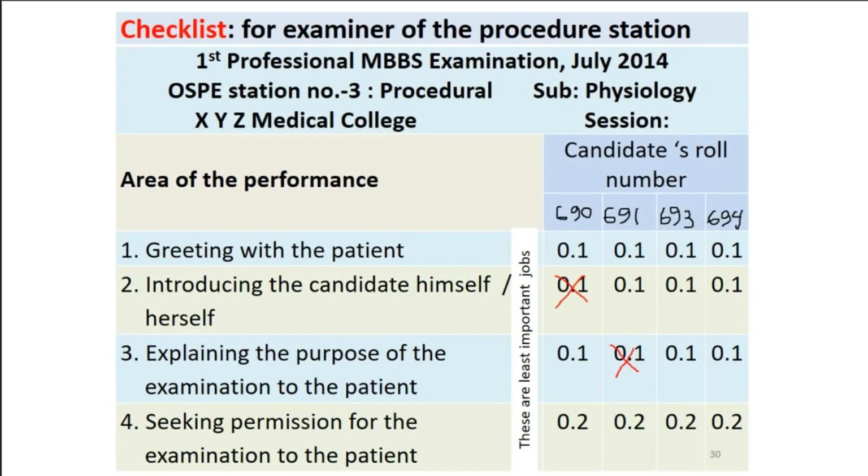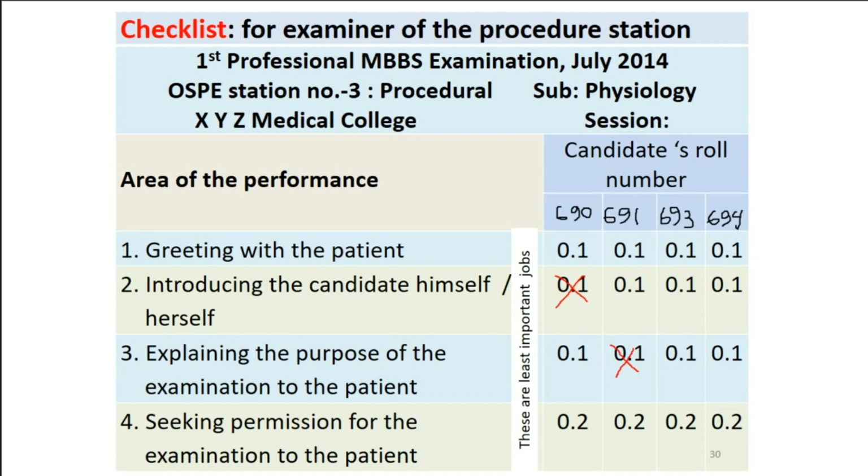Checklist for examiner of the procedure station. First professional MBBS examination, July 2014. OSPE station number 3, procedural. XYZ Medical College. Area of the performance: 1. Greeting the patient. 2. Introducing the candidate himself, herself. 3. Explaining the purpose of the examination to the patient. 4. Seeking permission for the examination from the patient. These are least important jobs.